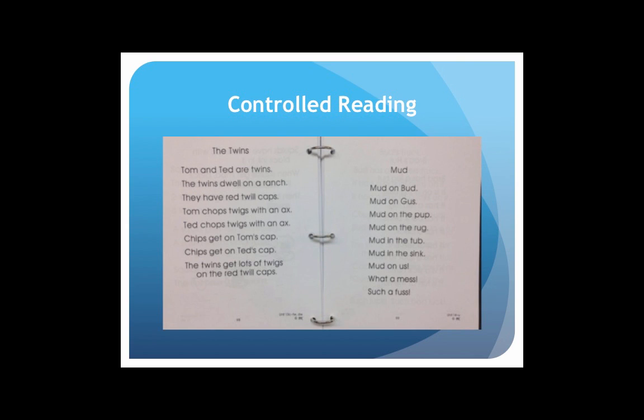Controlled reading contains the skill for the week within a written passage. So the poem Mud involves the short U vowel. Students would read the poem and then locate the words that have the short U vowel.